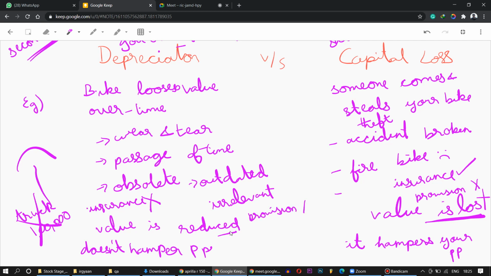Provision is basically like your savings. You have some savings amount, you're putting 10,000. As a shopkeeper, I'm like, okay, I have a truck. This truck is going to go away in 5 years. So every month, let me save 10,000. So after 5 years, I can buy a new truck. And that is my provision for depreciation. Even though depreciation is losing the value, I'm saving money to overcome that. Depreciation, provision you can take. Insurance you cannot take. In capital loss, insurance you can take, but provision you cannot take.